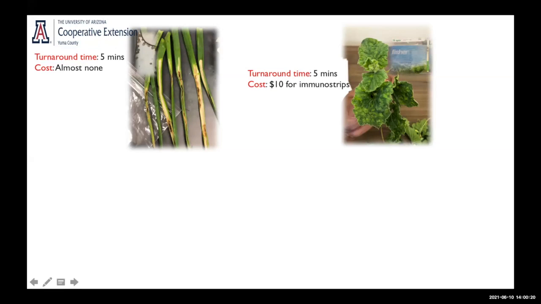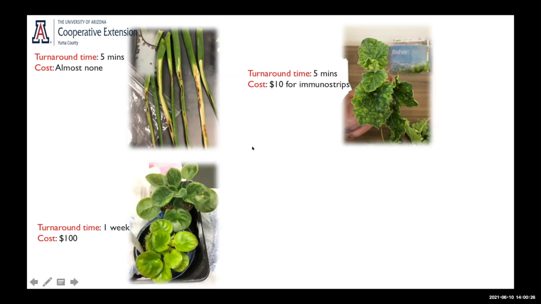This is cucumber mosaic virus, and it just takes about 5 minutes. About $10 in Immunostrip. This was something where we didn't see the signs or symptoms of a pathogen, so we had to do molecular diagnosis.